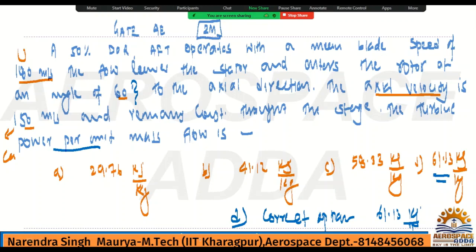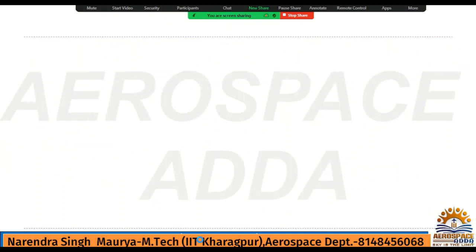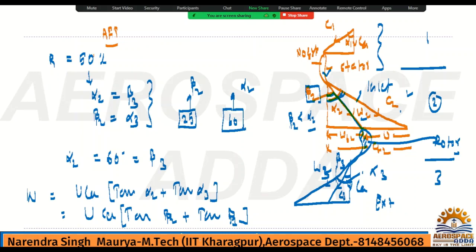Sometimes they give the statement so that you can get confused. Like in the first attempt, even I thought this is beta 2. But if you check what they said, the flow leaves the stator. So what velocity component is leaving the stator? It's the absolute velocity, and the absolute velocity will have two components, relative velocity and obviously blade speed. Yes or no? Yes.